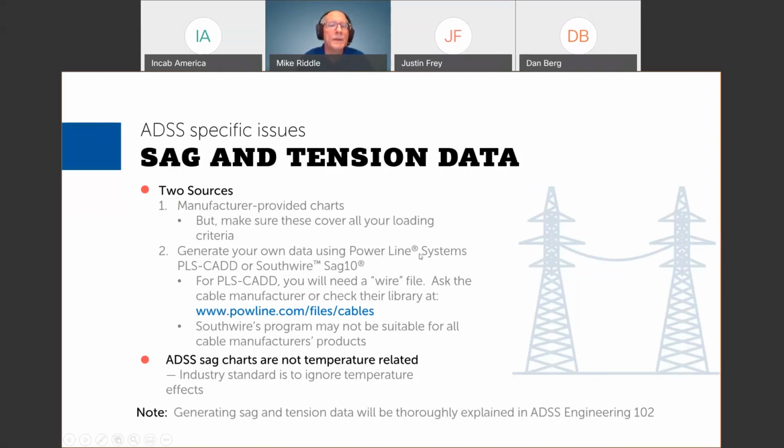Powerline Systems PLS CAD or Southwire SAG10. PLS CAD, you obviously need to get a wire file, and you can get that from the cable manufacturer, or they have a library of some cables on their website. The Southwire program is not really good for all cable manufacturers. It's really written around one particular cable manufacturer, and that seems to be about all it can do.